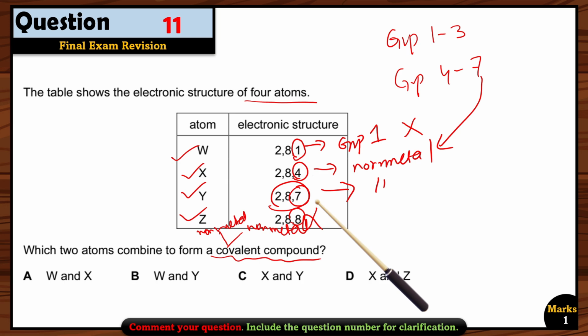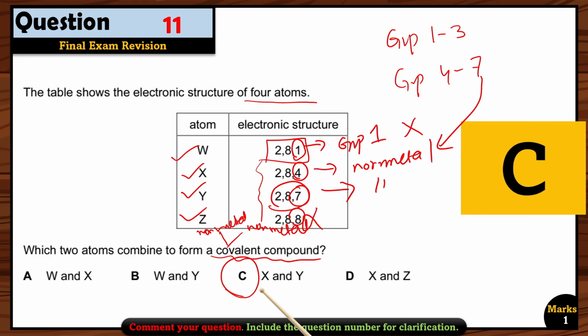So you have to remember that group numbers are the ones deciding the number of electrons in the last shell, and period number decides the number of shells. For example, it has 3 shells, so it means W belongs to period number 3. These all belong to period 3 because they all have 3 shells. Okay, so now which option is right? Option C is the right option because X and Y both are non-metals.